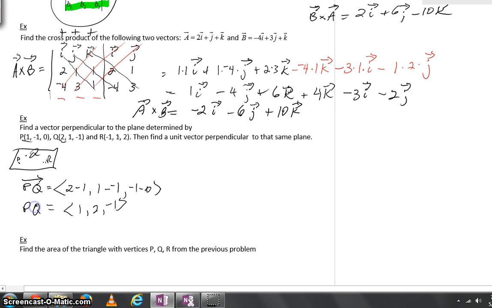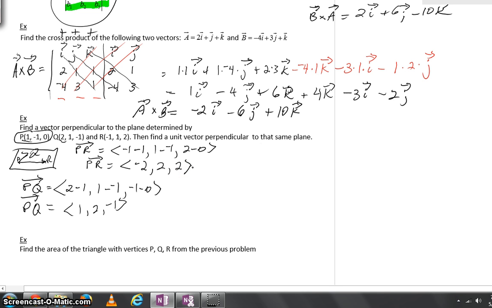In a similar way, we can say, well, my goodness, let's see if we could find perhaps PR. Now, I'm going to just pick these out. You could have done other vectors as well. But I'm saying have a starting point of P. So if we looked at PR, again, let's do end minus beginning. We'd have negative 1 minus 1, 1 minus negative 1, and 2 minus 0. Well, PR would be negative 2, 2, and 2.